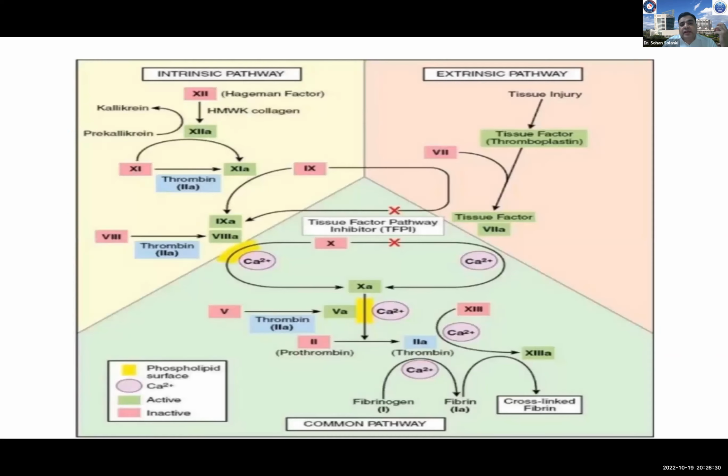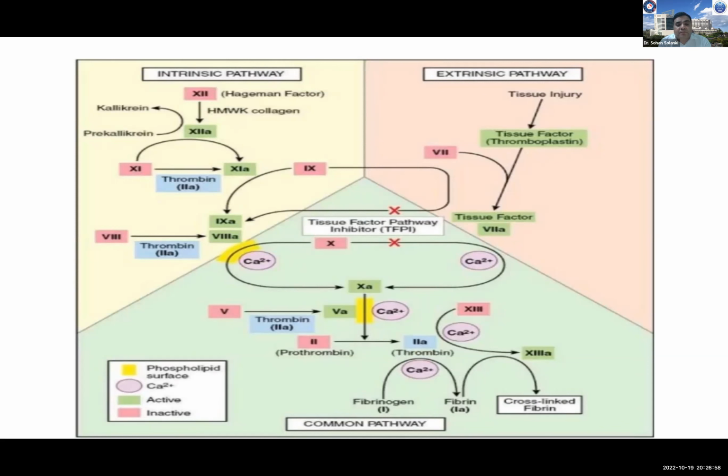And we all know this pathway, we have been reading this from MBBS time, that there is an extrinsic pathway, intrinsic pathway, and the common pathway. The extrinsic pathway starts from tissue injury, and the intrinsic pathway starts from the activation of factor 12, then 11, 8 and so on, and they ultimately lead to the conversion of fibrinogen to fibrin, and ultimately into cross-linked fibrin and the formation of the clot.